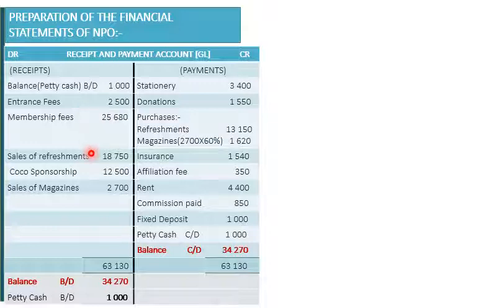25,680. The sales of refreshment, 18,750. COCO sponsorship, 12,500. Sales of magazine, 2,700. On the payment side, we will show payments as they were made through the bank. Stationery paid, 3,400.